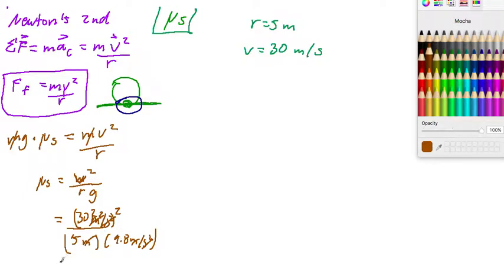Now 30 squared is 900. Please pause this video and put it on a calculator, and it gives us a coefficient of 18.4. Alright, cool. That's our answer.